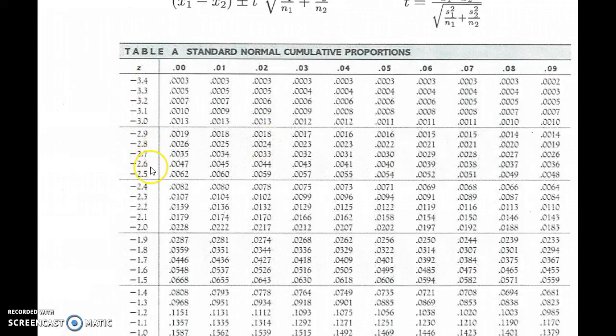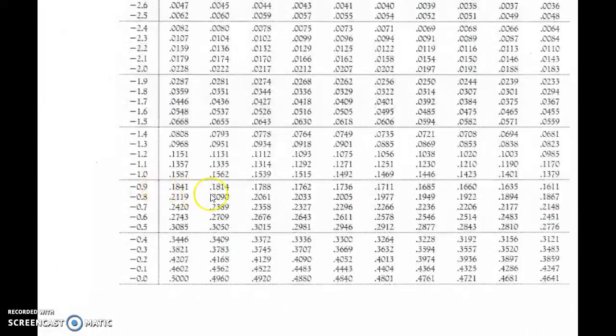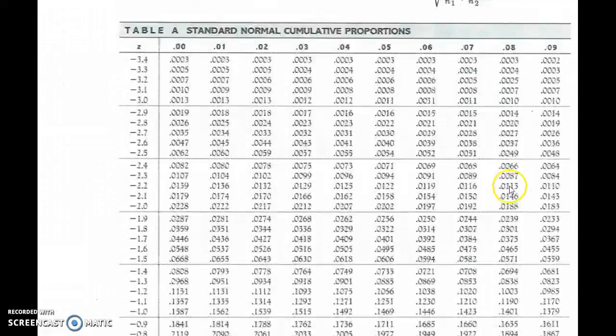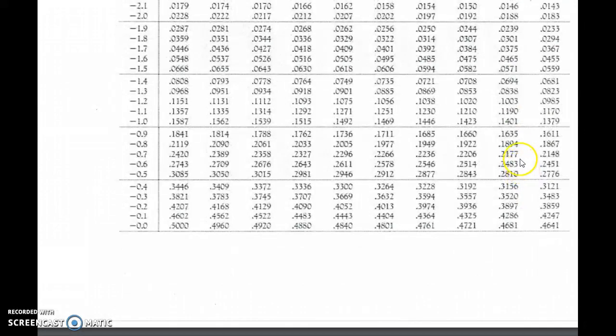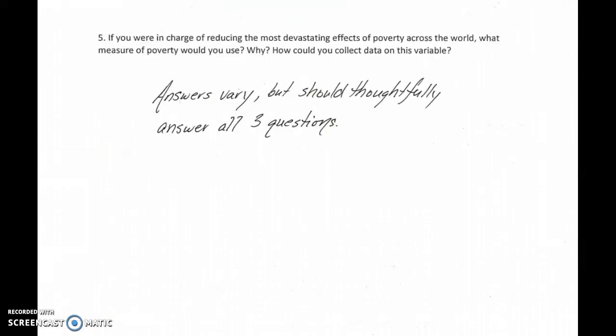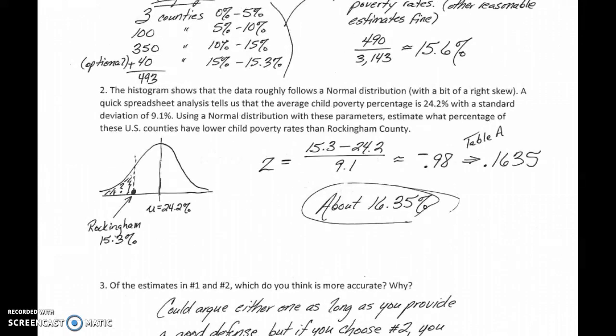So we have the z-score. We're looking inside the chart here. So the negative 0.9 comes there. The 0.08 is from right there. And that's how we get the 0.1635. So that tells us that about 16.35% of the counties have lower child poverty rates than Rockingham County does.